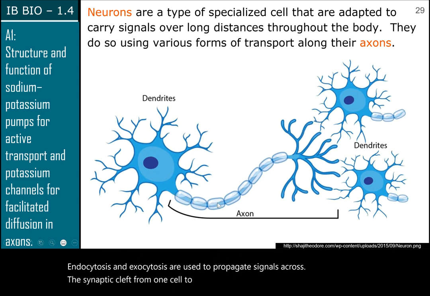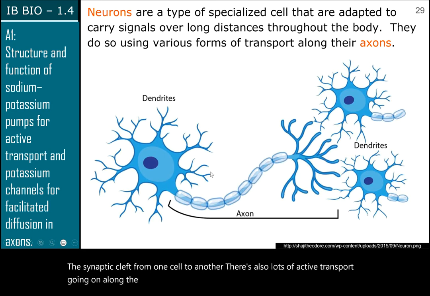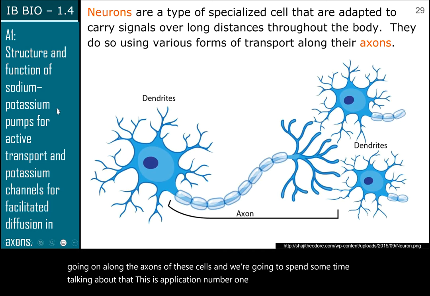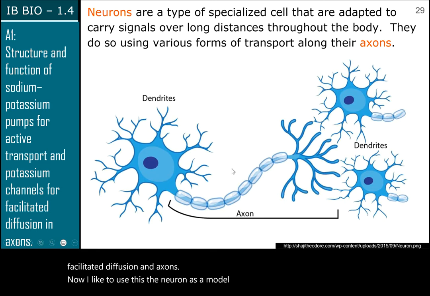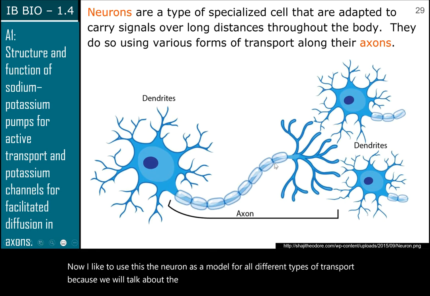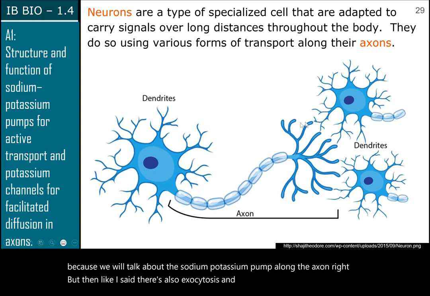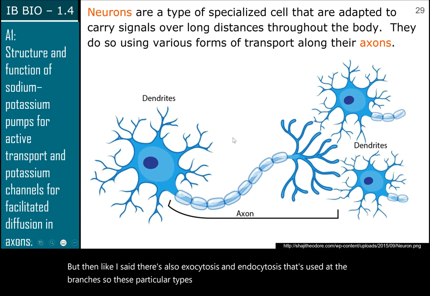There's also lots of active transport going on along the axons of these cells, and we're going to spend some time talking about that. This is application number 1, the structure and function of sodium-potassium pumps for active transport and potassium channels for facilitated diffusion in axons. Now, I like to use the neuron as a model for all different types of transport, because we will talk about the sodium potassium pump along the axon, but then, like I said, there's also exocytosis and endocytosis used at the branches. So these particular types of cells are using multiple types of cell transport all the time. And that's why you need to know all of them.